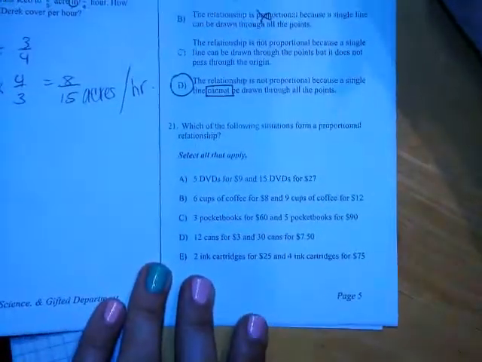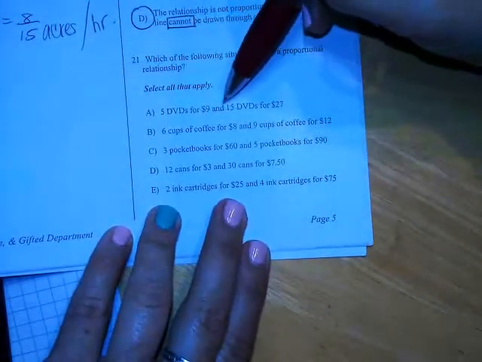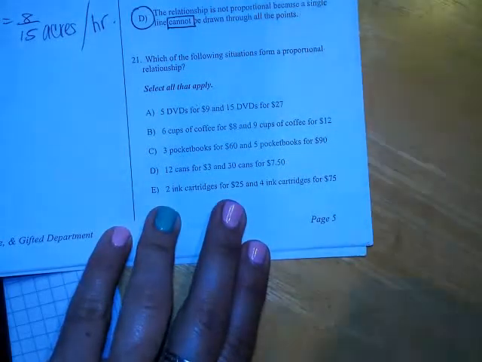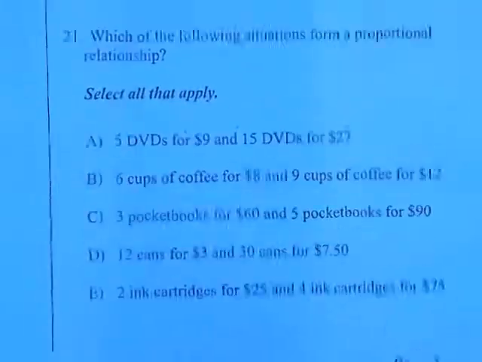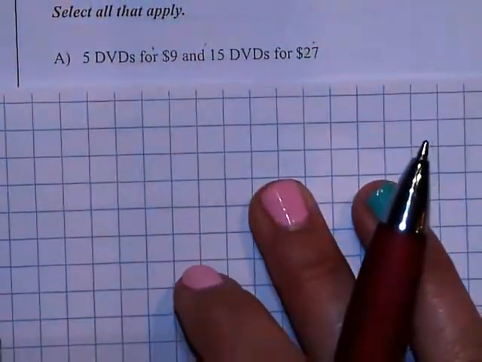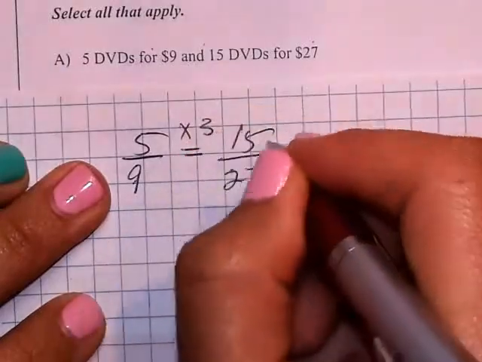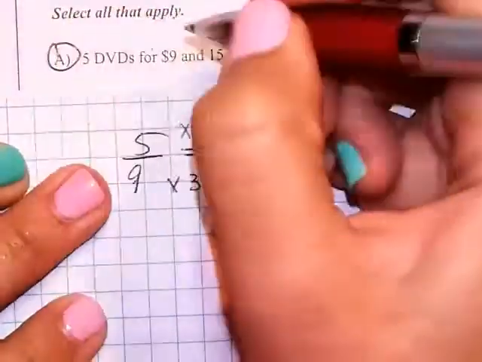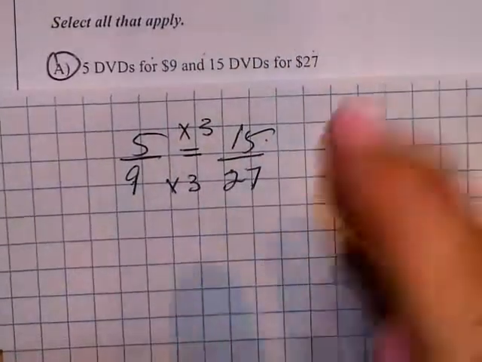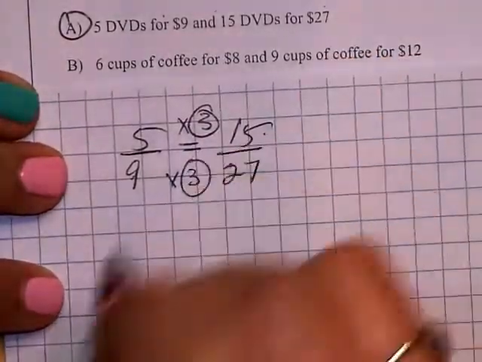All right. Which of the following situations form a proportional relationship? All right, 5 DVDs for $9 and 15 DVDs for $27. So, best way for you to do this one would be to create yourself. I'm doing one by one here. 5 over 9 is supposed to be equal to 15 over 27. 5 times 3 is 15. 9 times 3 is 27. A is definitely a choice. Remember, the constant in this case is 3.